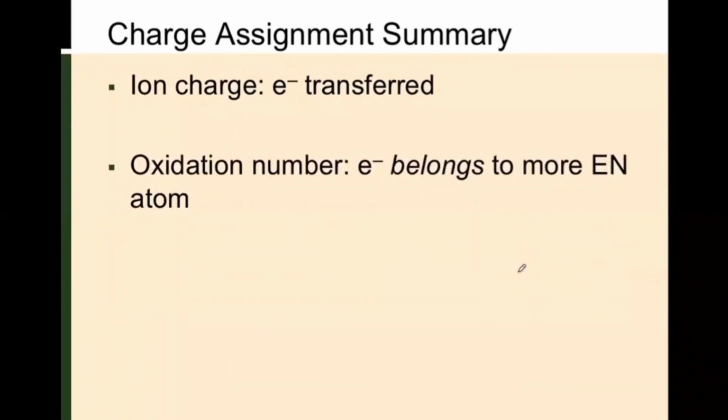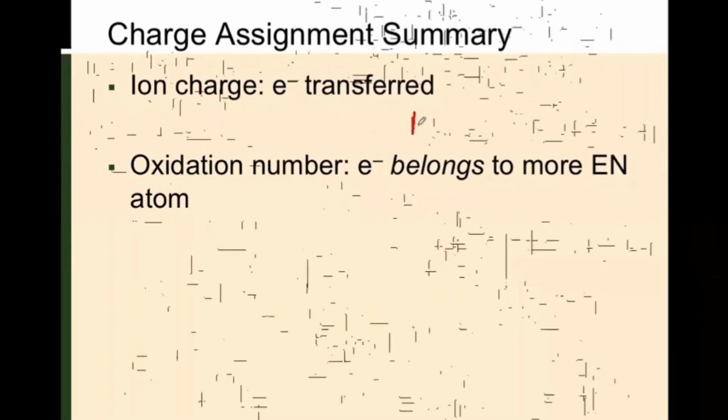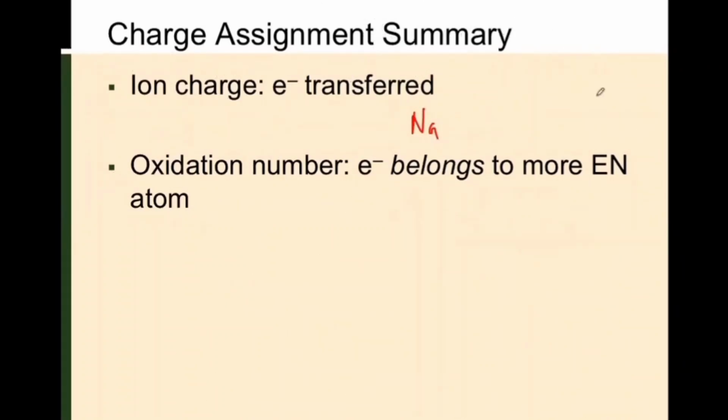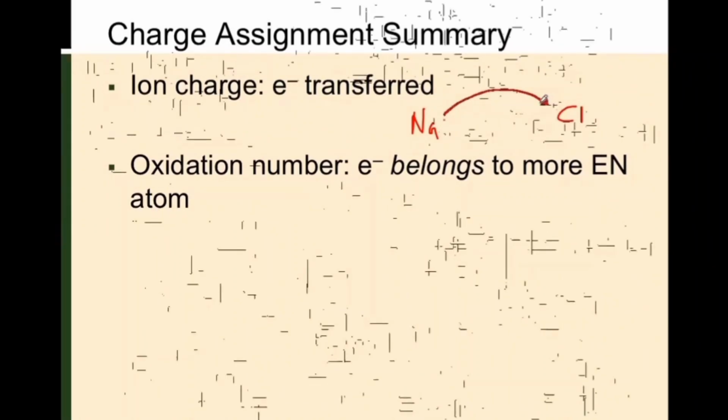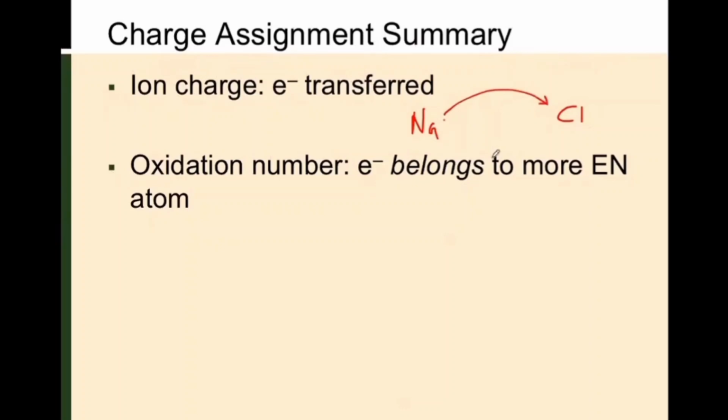So for the ion charge, electrons are transferred. For example, in sodium chloride, we have a transfer of electrons. For the oxidation number, the electrons belong to the more electronegative atom. In sodium chloride, sodium is in group 1A, which generally indicates a lower electronegativity. And so that was why the electron was transferred from the sodium to the chlorine. Chlorine has, if we recall, an electron affinity that is quite good, and so it likes to have an extra electron.